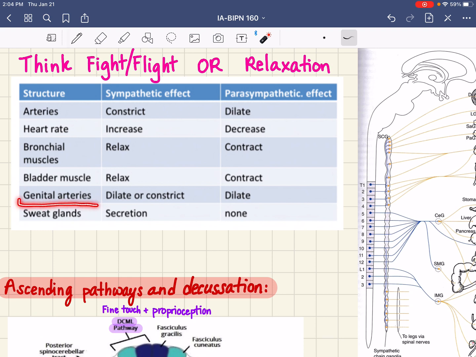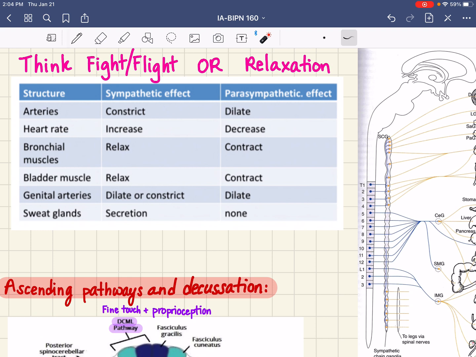And then the genital arteries will either dilate or constrict. This is a tricky one because, well, let's just skip the genital one because it doesn't fit with my lion scenario. But during a sexual activity, I think both of these, either dilation or constriction of arteries in the genitals, takes place. And then the sweat glands will start to secrete fluids, because if I'm running away from the lion, then I'm also sweating because my body needs to cool off.